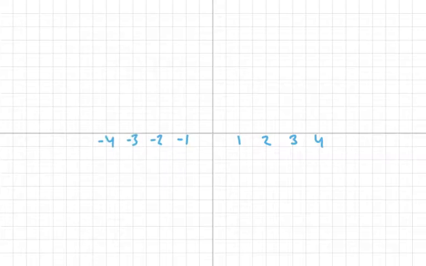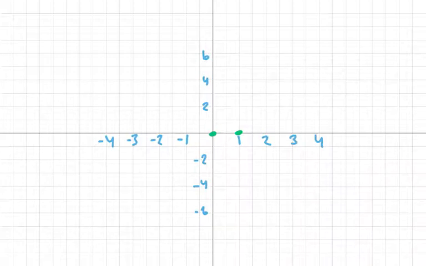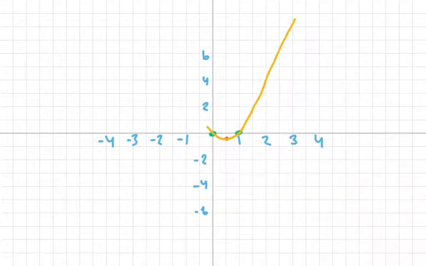And I need to go up to 6 on the y-axis. All right, now I'm going to plot the information I know. So I know the zeros are at 0 and 1, and the vertex is at (0.5, -0.25), right there. And I'm going to connect those with a curve, and then I'm just going to continue that curve up.